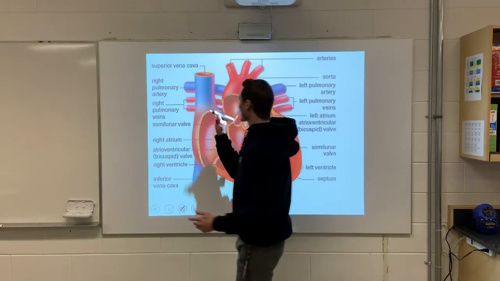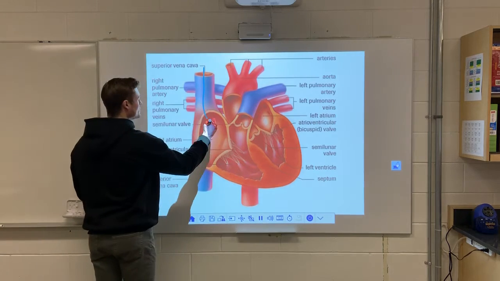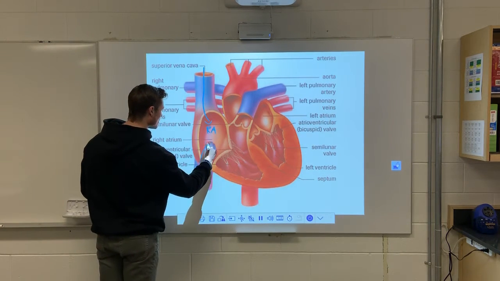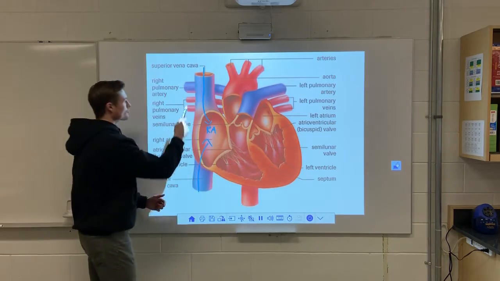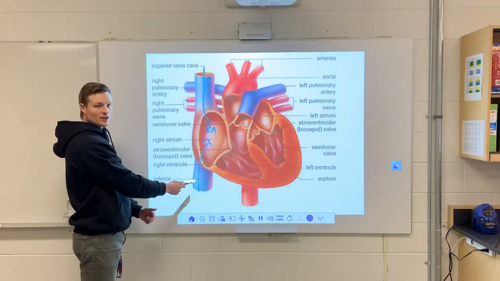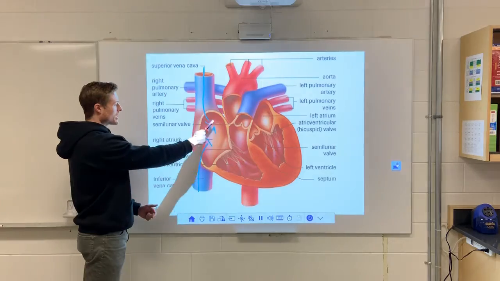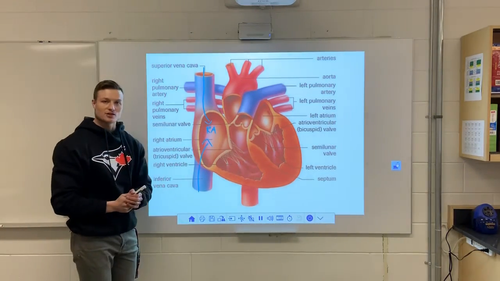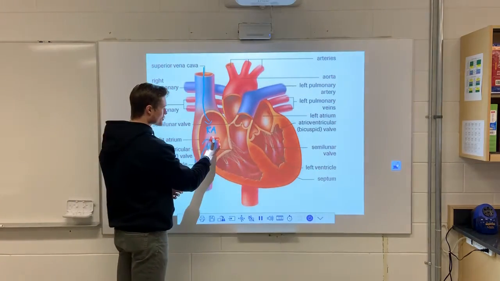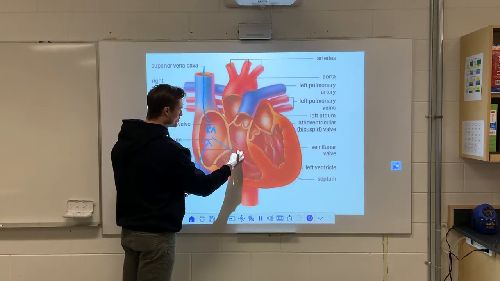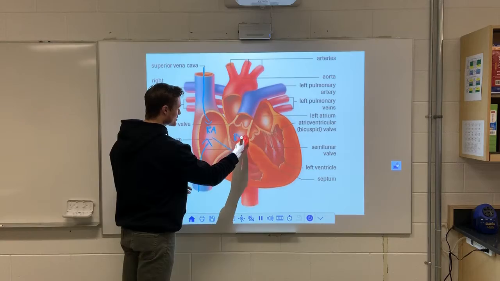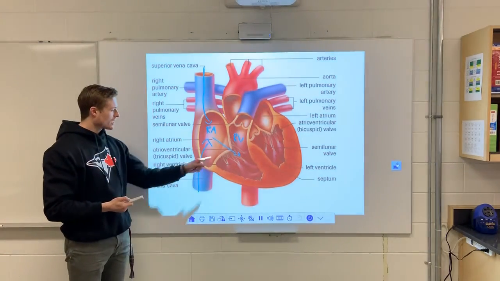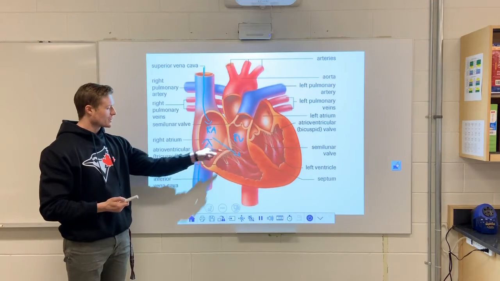So we're going to start here with blood flowing into the right atria. It's deoxygenated and it's coming in through the superior and the inferior vena cava. So now we have deoxygenated blood filling up the right atria. This blood is going to flow into the right ventricle, and it's going to flow through the AV valve. So it's going to pass through that valve right there.